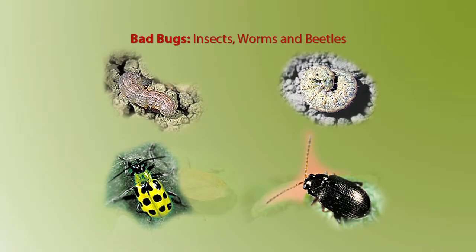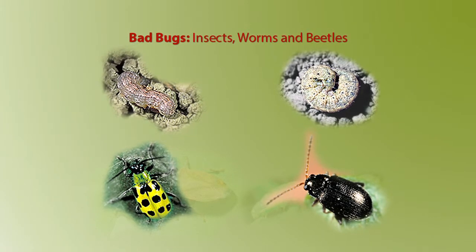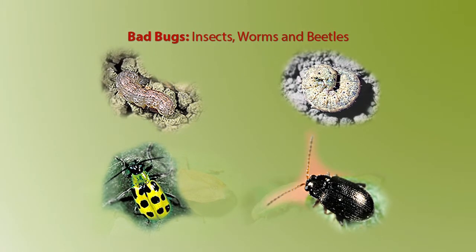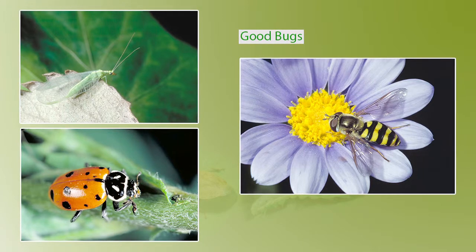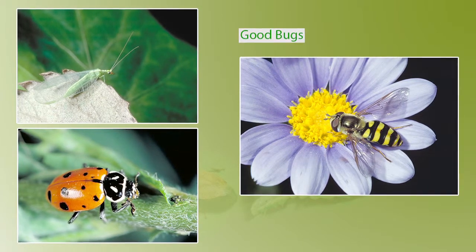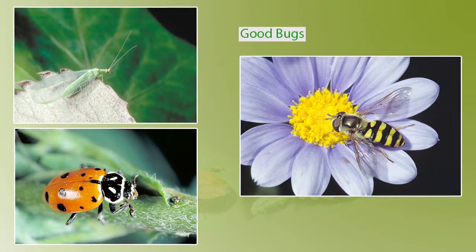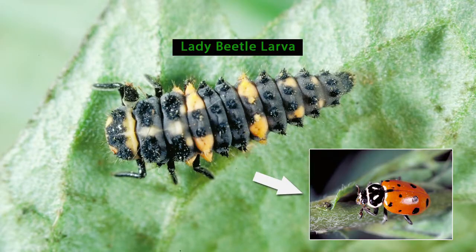There are many insects, worms, and beetles that can attack and damage the plants at your farm. There are also many good bugs on your farm, as you've just seen, that eat the bad bugs. For example, you might think the problem is caused by a small alligator-type insect crawling on the plant when you were really looking at a lady beetle larva that was actually eating the bad aphids.